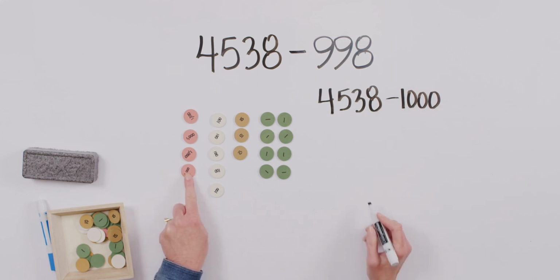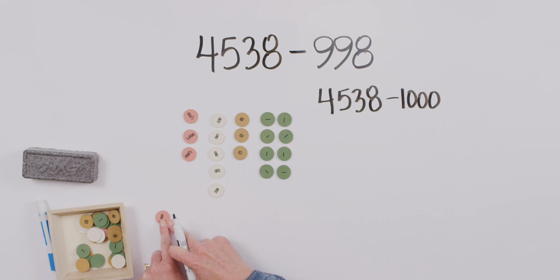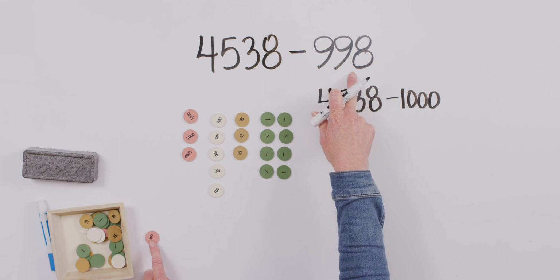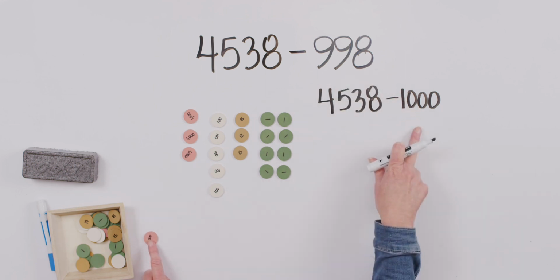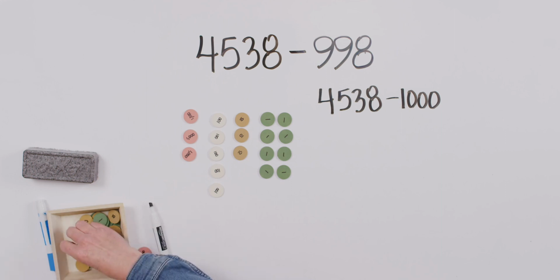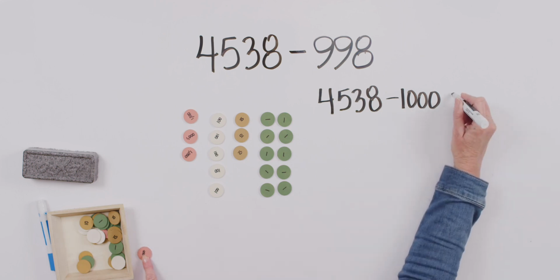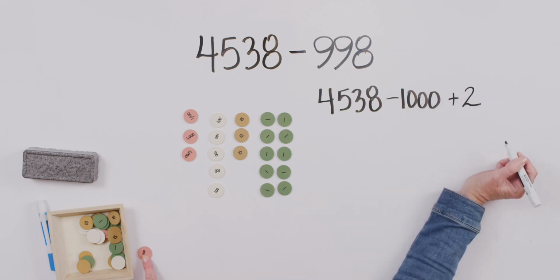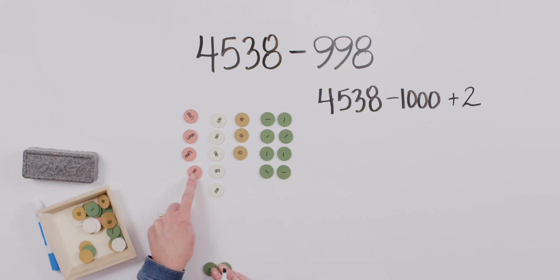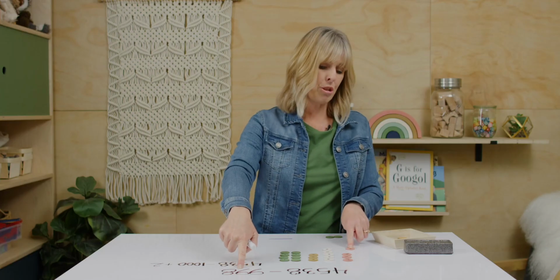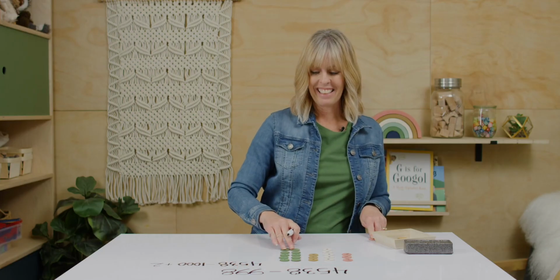Here we go. But am I really subtracting 1,000? No, I'm only subtracting 998, which is 2 less than this. So what do I need to do? Hopefully you realize I needed to add those 2 back in. You see that? Let's go back and look at it one more time. I have 4,538. If I take away 1,000, I need to remember I'm only taking away 998. So I'm taking away 2 more here. So I need to add those 2 back in.